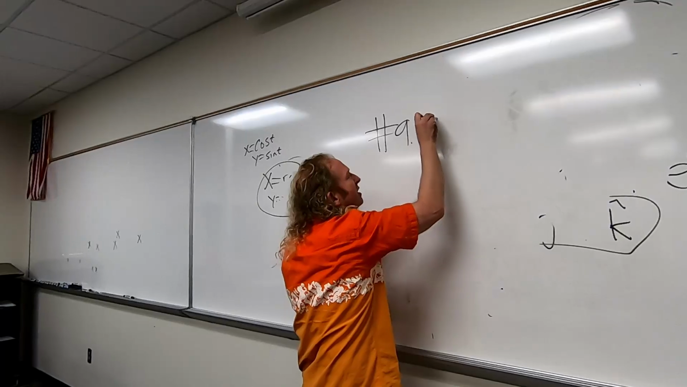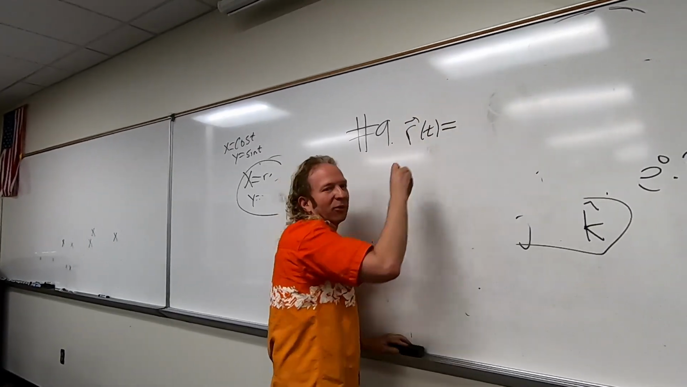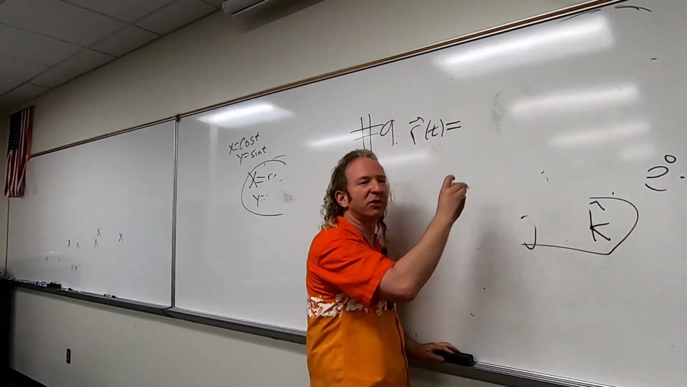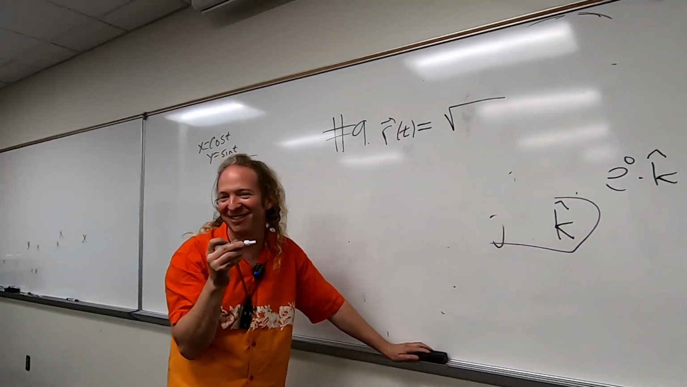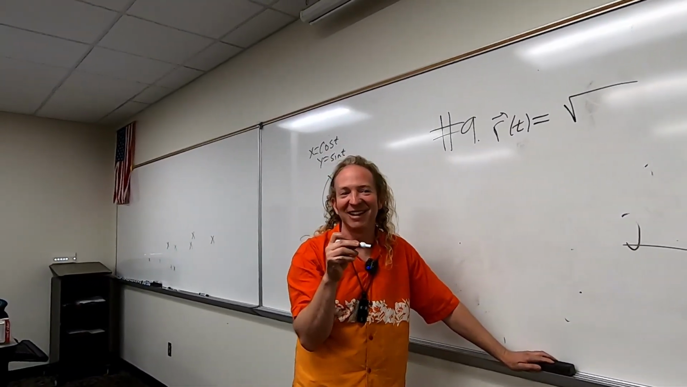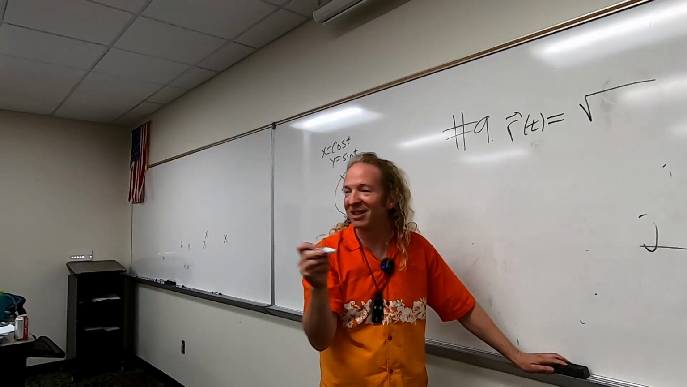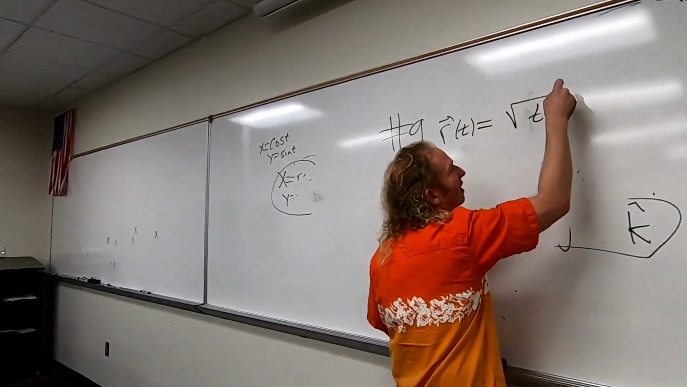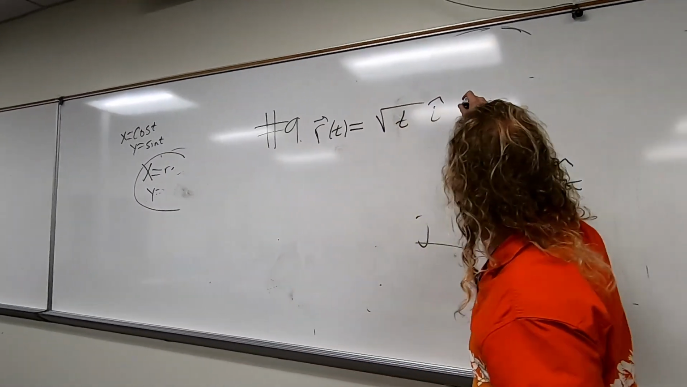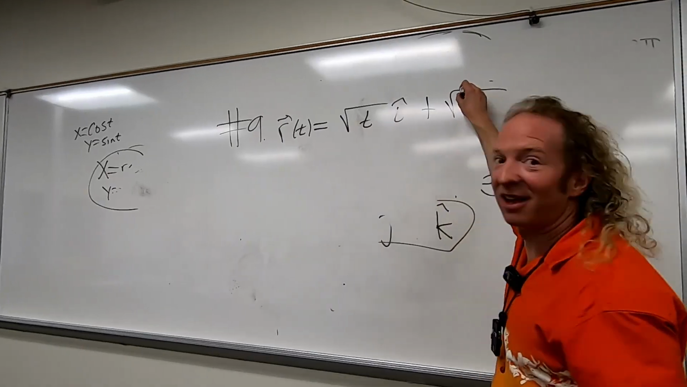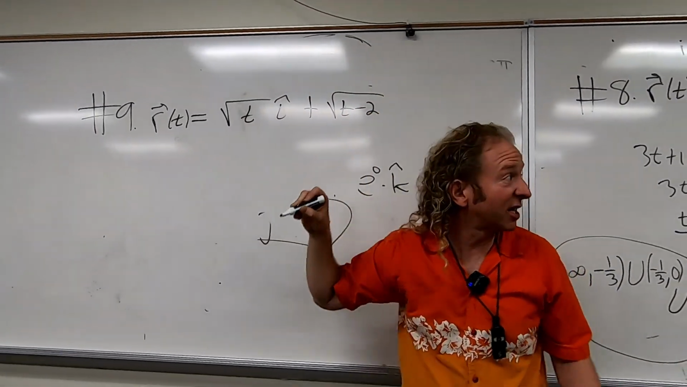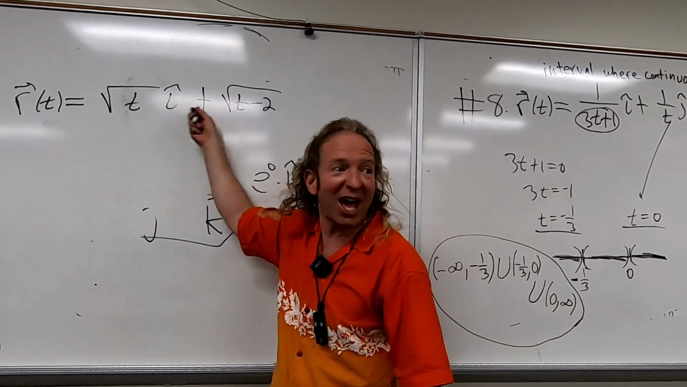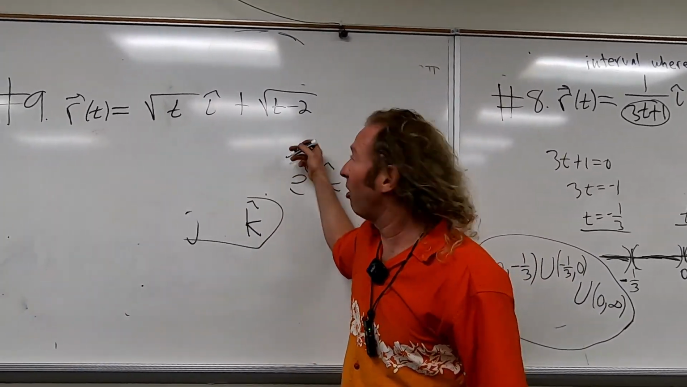So it's r of t. I already forgot what it was. Is it square root? Anyone have it? Square root t. Just t? Yeah. t minus 2. j hat? It's got a k hat? So it's i hat and k hat? Really? Oh my god, that's so weird.